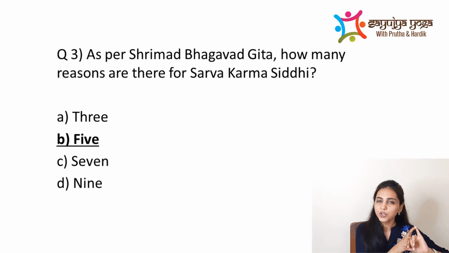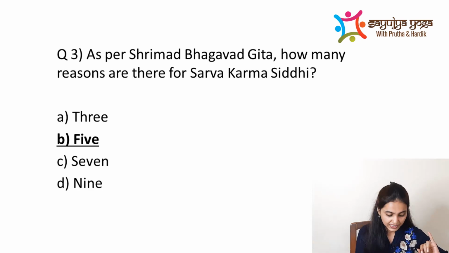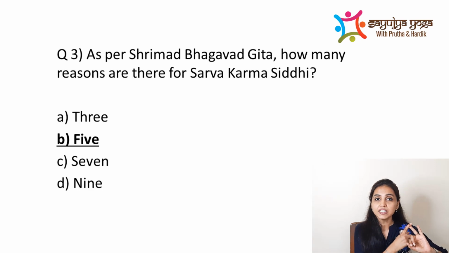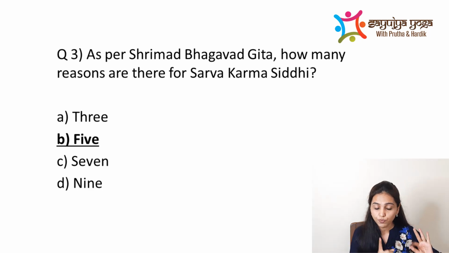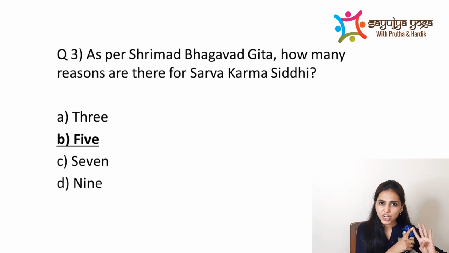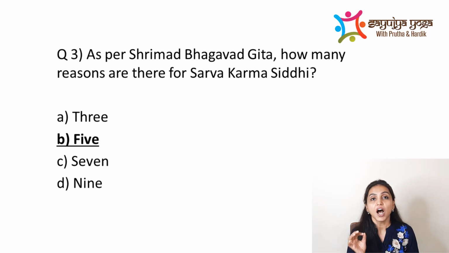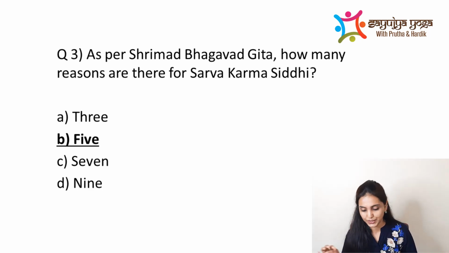First is Adhisthana. What is Adhisthana? The place. The second is Karta, that is the doer. The third is Karana, which is the instrument. The fourth is Cheshta, which are minor actions. And the last is Daiva, which is unforeseen circumstances. So 5 reasons for Sarva Karma Siddhi.